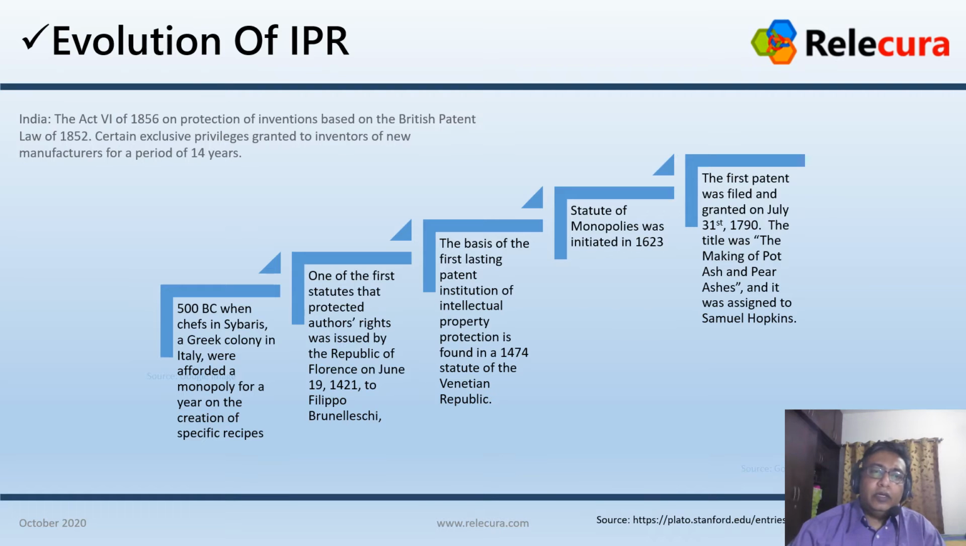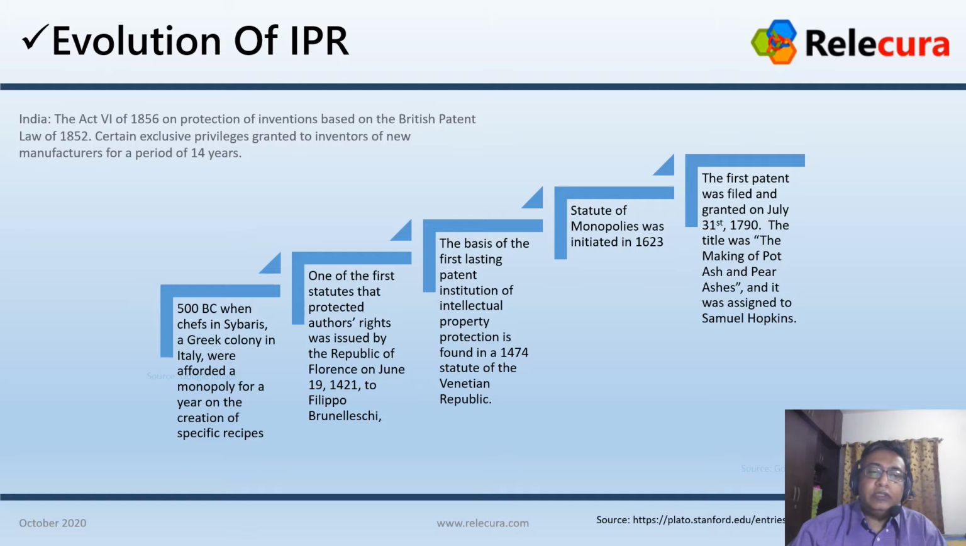Before that, we should learn about the evolution of IPR rights. So, what do you think? Are IPR rights very new? No. IPR rights are very old and they go back to 500 BC. You can see one example here: in 500 BC, chefs in Sybaris, a Greek colony in Italy, were afforded a monopoly for a year on the creation of specific recipes.